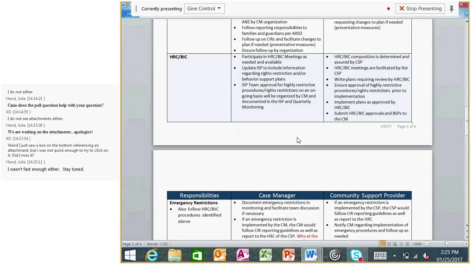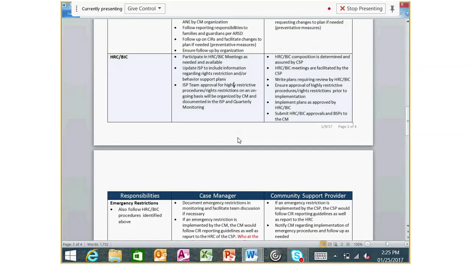All right, moving along to Human Rights Committee and Behavior Intervention Committee. The case manager can participate in the HRC and BIC meetings as needed or available. The case manager should also update the annual ISP to include any information regarding rights restrictions and behavior support plans. This can be documented in a couple different areas of the ISP, in the risk section as well as in the required items of the ISP agenda.